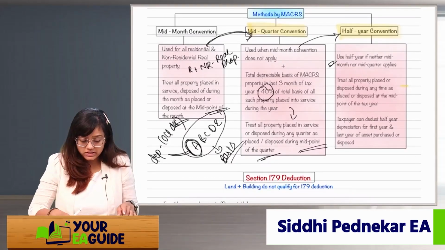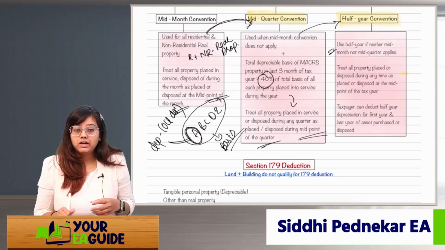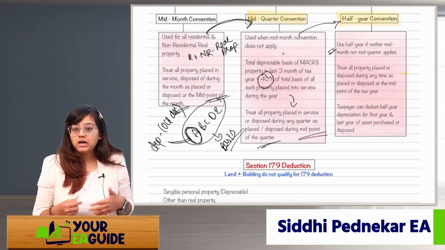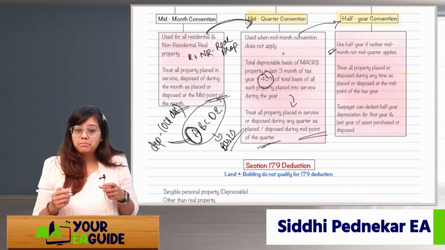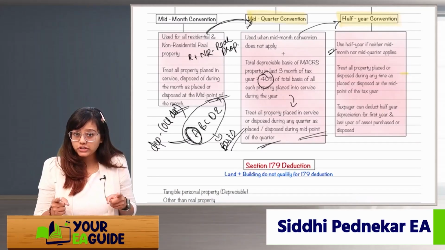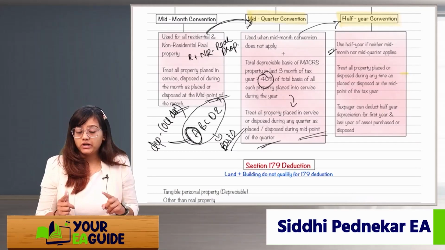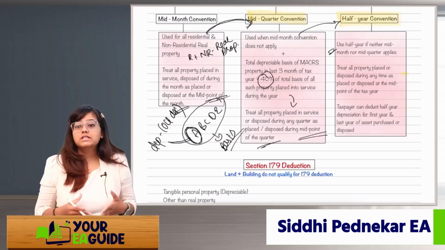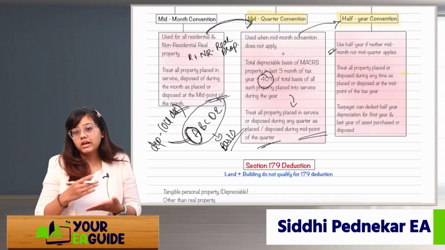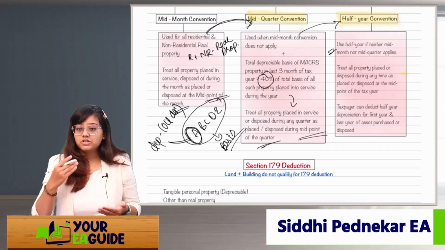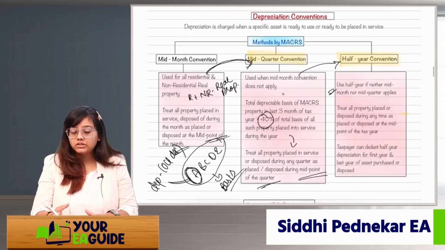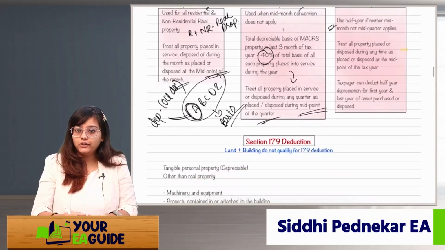I'm just giving the summary again. Mid-month is used if it's a real property. If it's not a real property, any other property, and if the depreciation in the last 3 months is more than 40% of the total basis of the asset, then we will use mid-quarter. If this is also not fulfilled, we'll move to the half-year convention, where we can take 6-month depreciation in the first year when the asset is purchased, and 6-month depreciation in the last year when the asset is sold. So this is about the depreciation conventions which we can use.